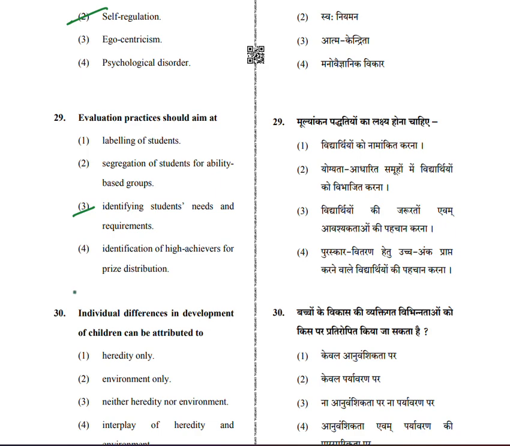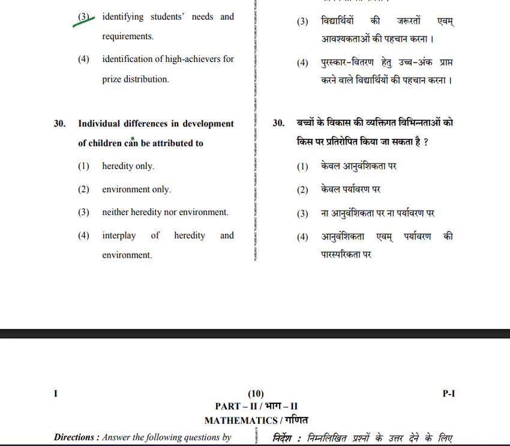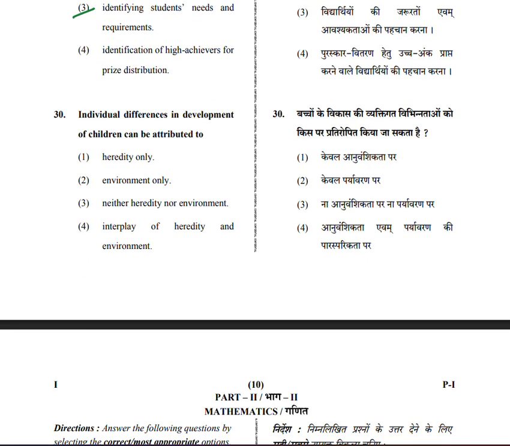Effective evaluation practices in education should aim primarily at identifying the students' individual needs and requirements to facilitate targeted support and improvement. Next one, the last question in this psychology part. Individual differences in development of children can be attributed to what? Heredity only, environment only, neither heredity nor environment, interplay of heredity and environment.